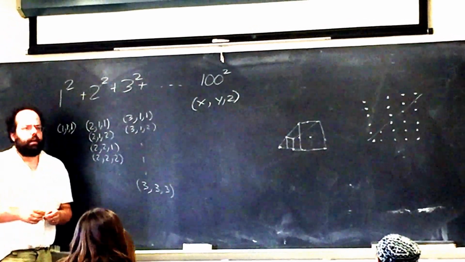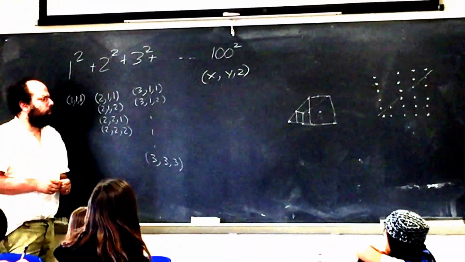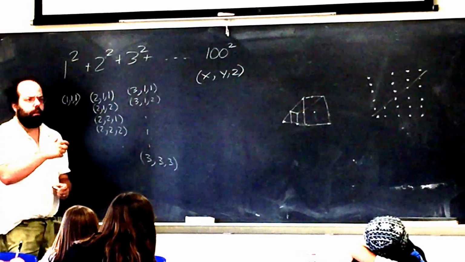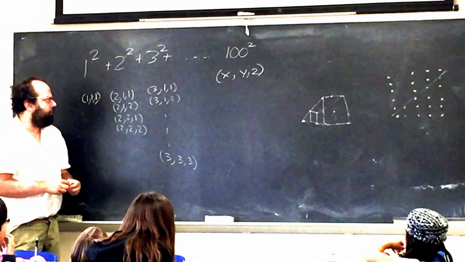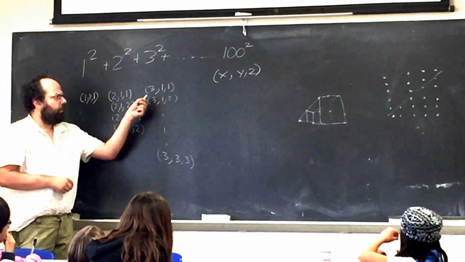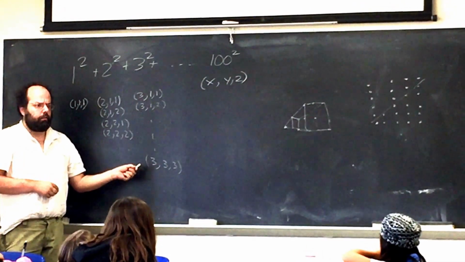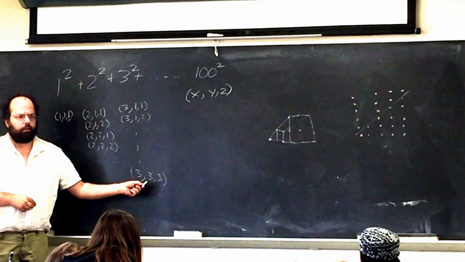And now the question is, what's special about the points I've written down? What's special is that the first number in this triple is always at least as big as the other 2. Do you guys see that?